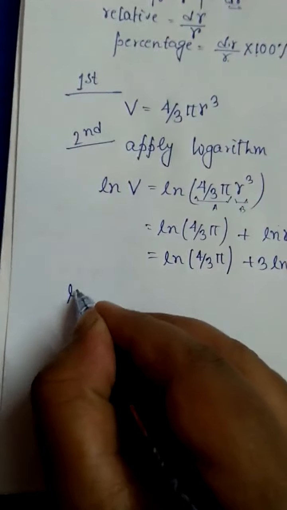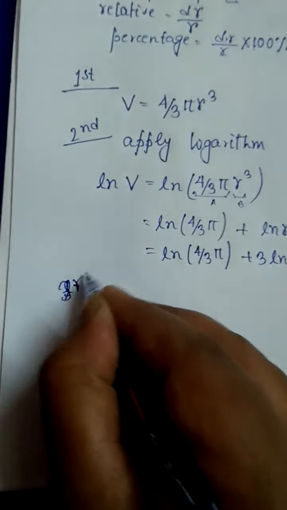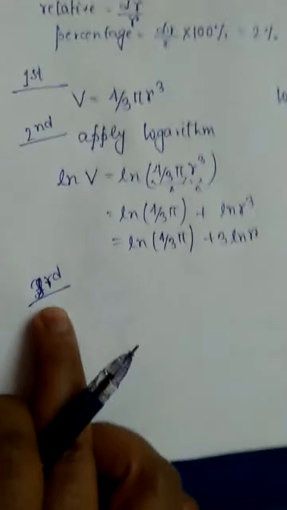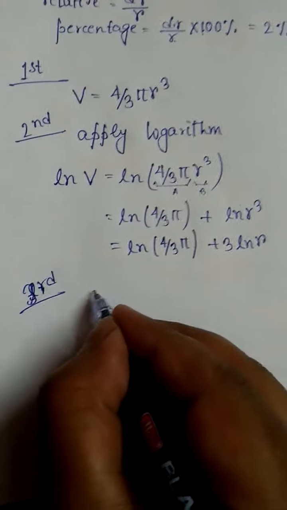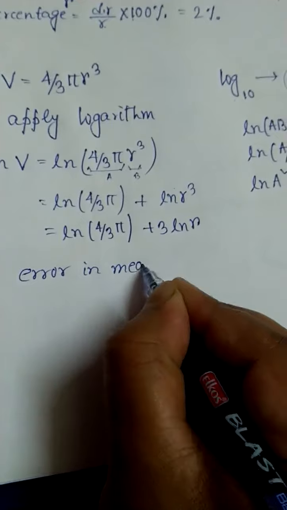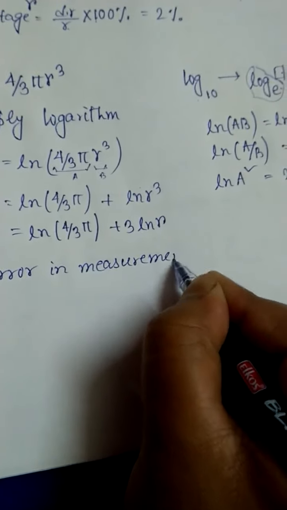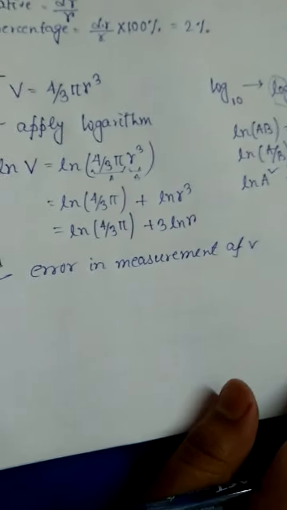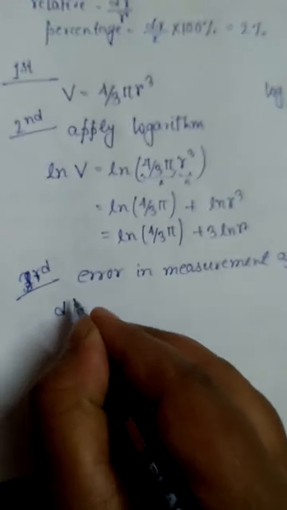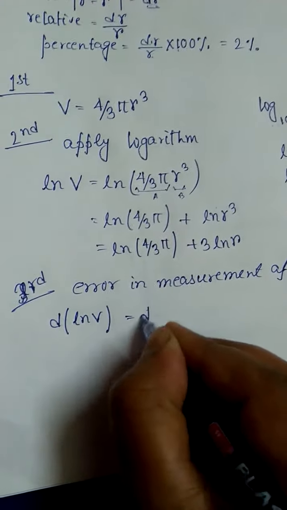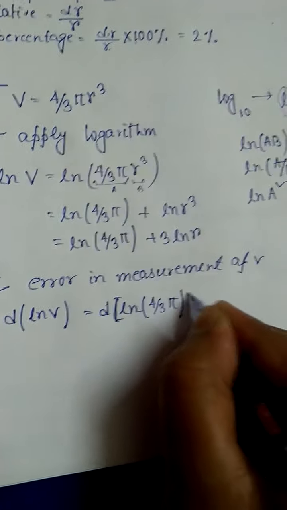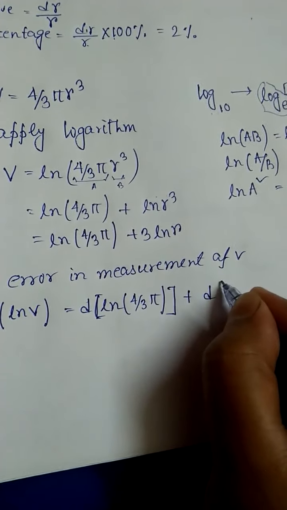Step 3, the third step, is very important. Before applying the third step I am writing a line: error in measurement of volume. I shall do a derivative, differential calculus here, that is d of ln v equals d of ln 4/3 pi plus d of 3 ln r.